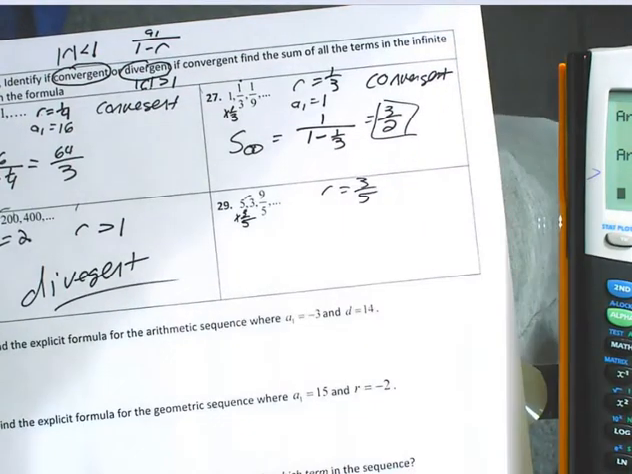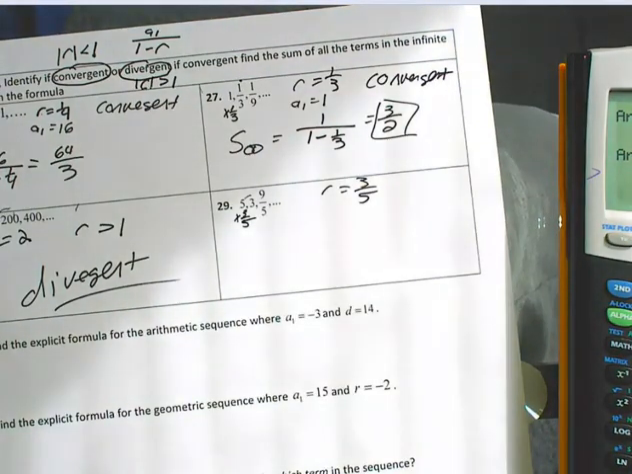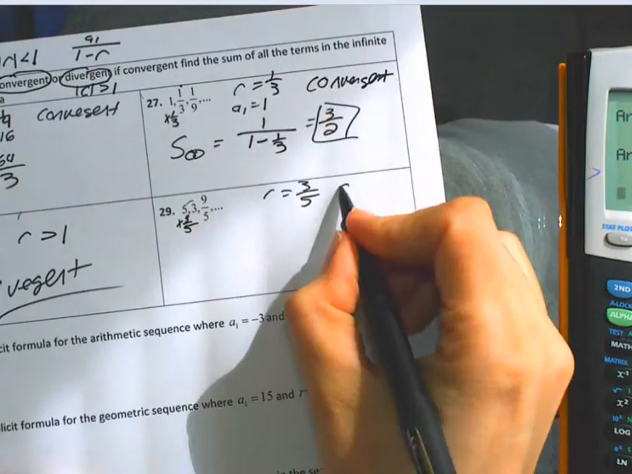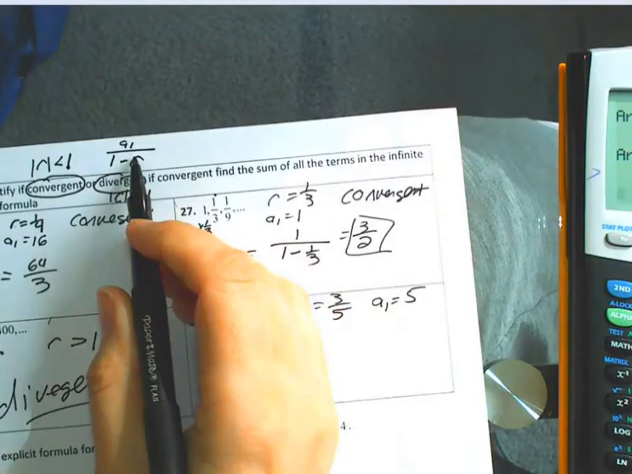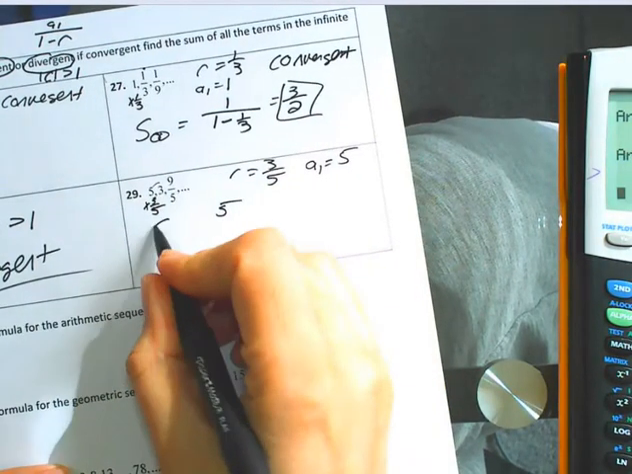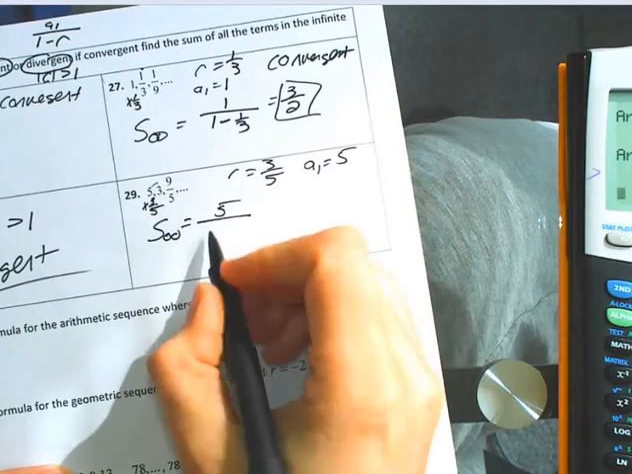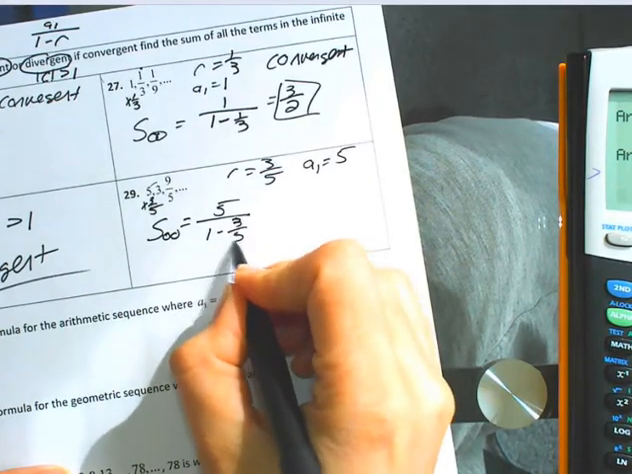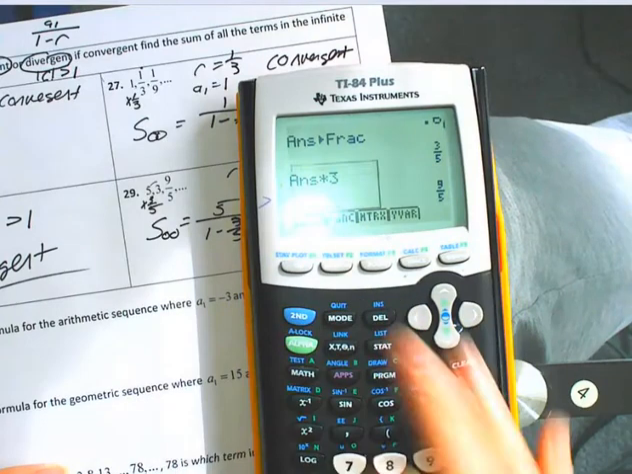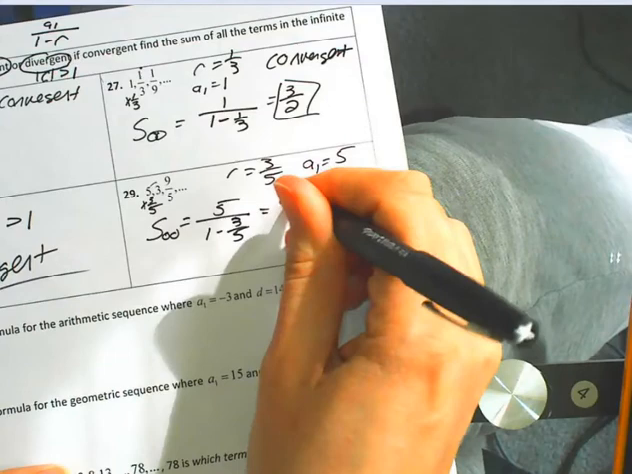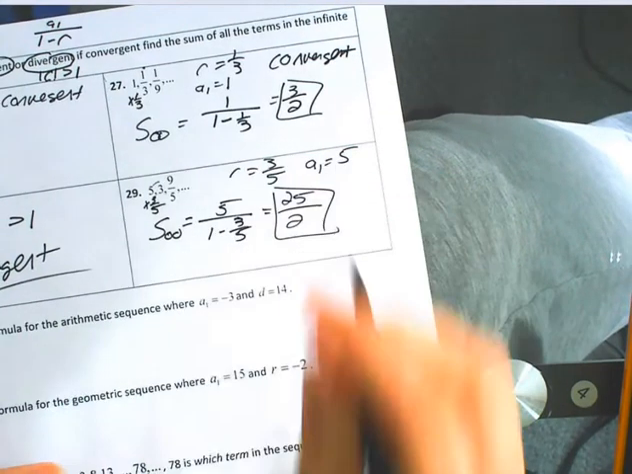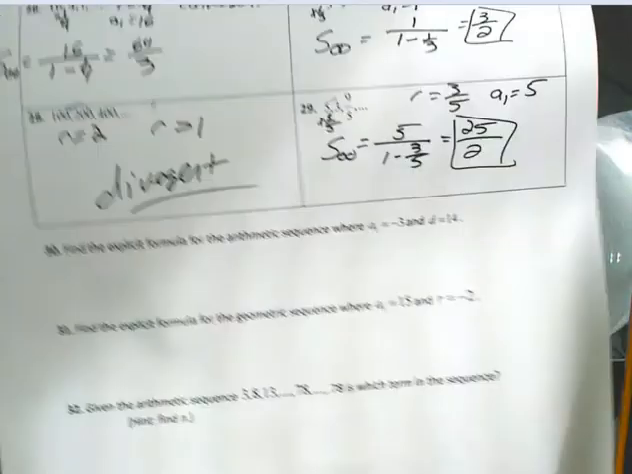Is the absolute value of 3 over 5 less than 1? It is. So I can use my formula. a sub 1, which is my first term, is 5. So I use this formula: 5 over 1 minus 3 over 5. Plug that in the calculator, which is 25 over 2. So it converges on 25 over 2.